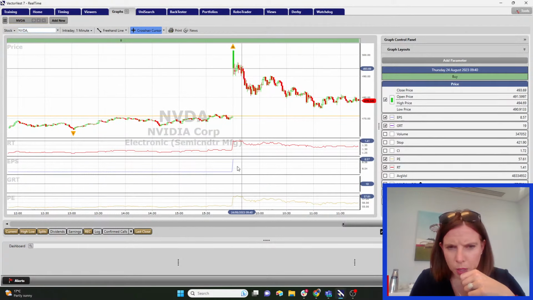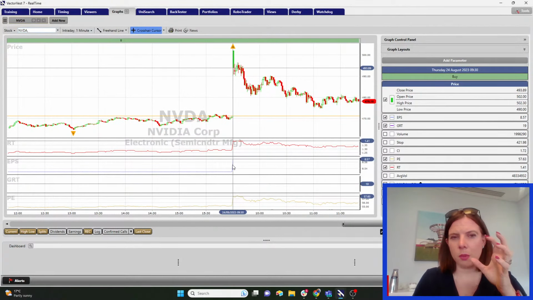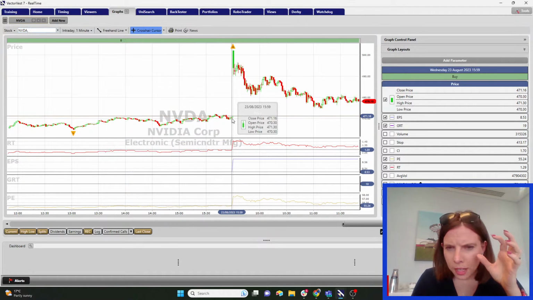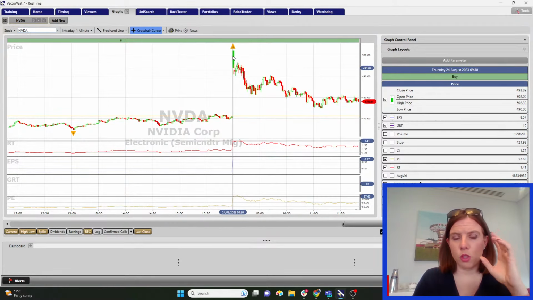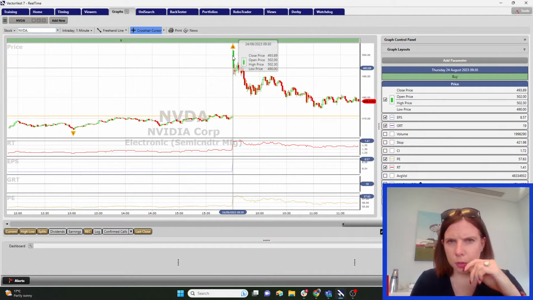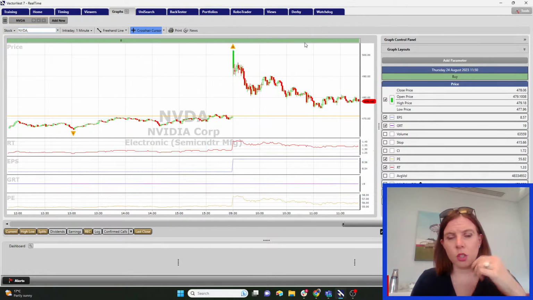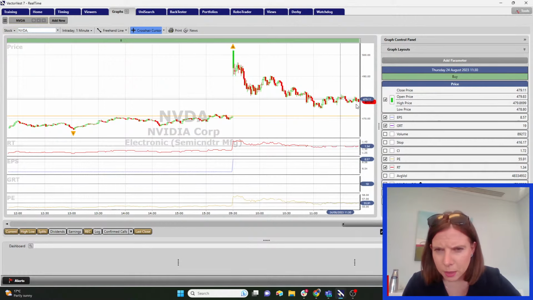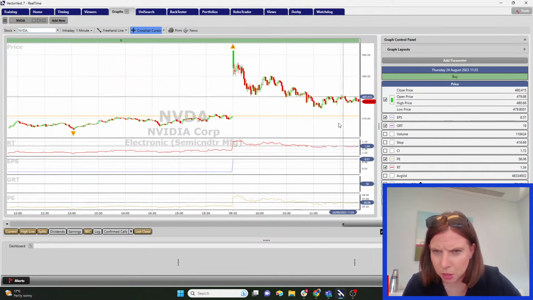Yeah, here we go. When Nvidia opened straight away this morning, it jumped way, way, way up. I was looking at it this morning, and it was around 4% up at this stage. As you can see, it has leveled off a little bit.